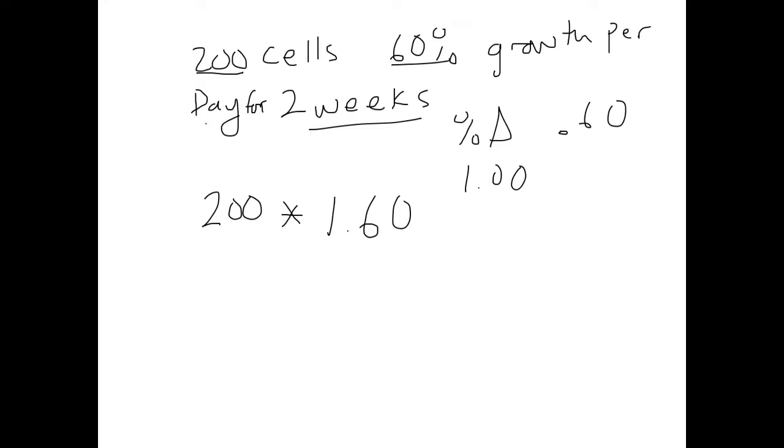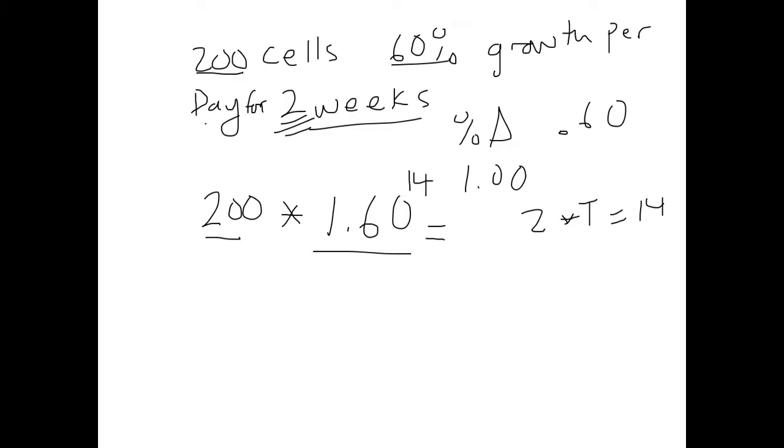1.60. And be careful, this is 2 weeks, not 2 days, so that'll be 2 times 7, which will give you 14 compounding periods. So 200 times the growth factor of 1.60 to the 14th will give you the total number of cells at the end of that 2-week period. Go ahead and calculate that, see what you get.